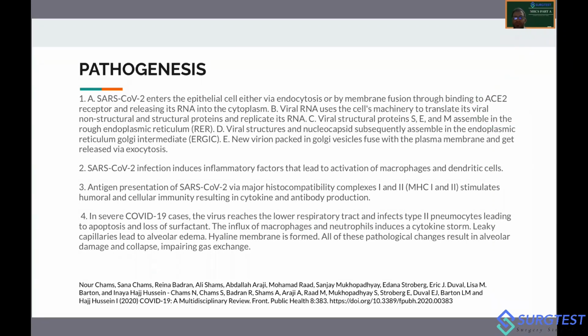So the antigen presentation of SARS-CoV-2 occurs via the major histocompatibility antigens, MHC1 and MHC2, and stimulates both cellular and humoral immunity. In the respiratory tract, it mainly infects type 2 pneumocytes, and this causes loss of surfactant. There is also an influx of macrophages and neutrophils, which lead to the cytokine storm, the dreaded cytokine storm, which is responsible for most of the complications of this.